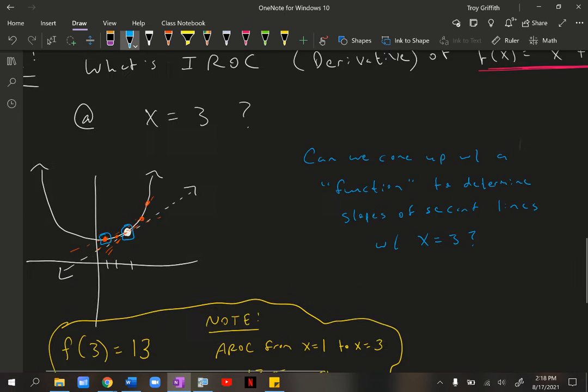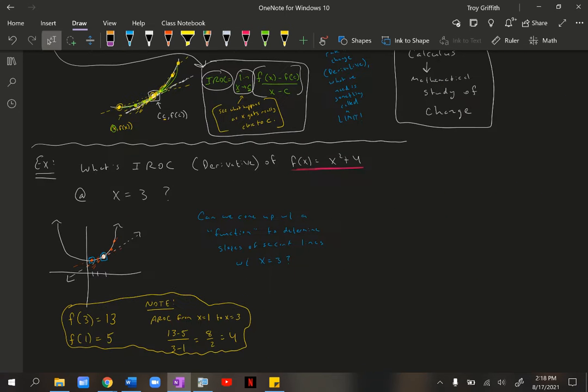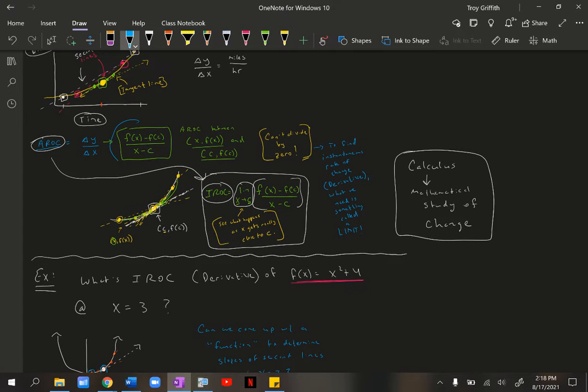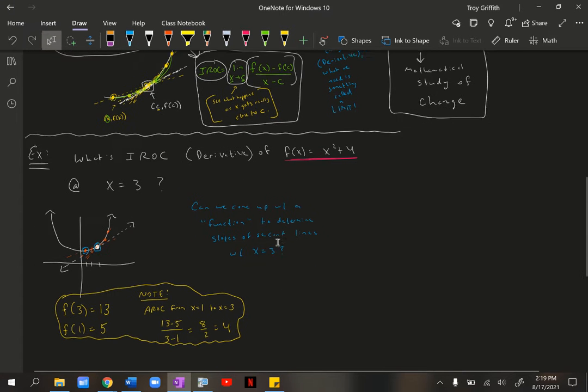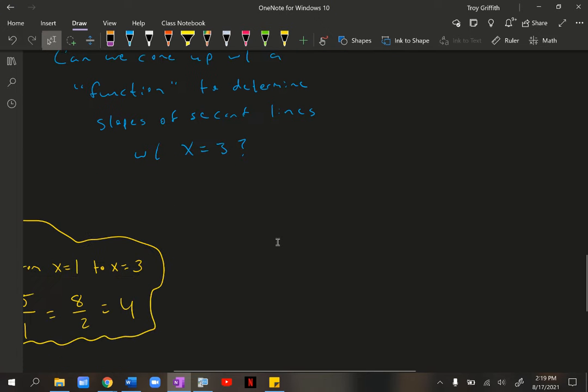I'm going to go back to this idea of an average rate of change. We should be able to do this if we'd like, because here's the thing. If I write down this formula right here, f of x minus f of c divided by x minus c, as long as I can plug some things in here, I can do this. The point that we are concerned with right here is 3, so I'm going to go ahead and plug that in for c. And if I do f of 3, well, f of 3 is, we just determined this, 13.